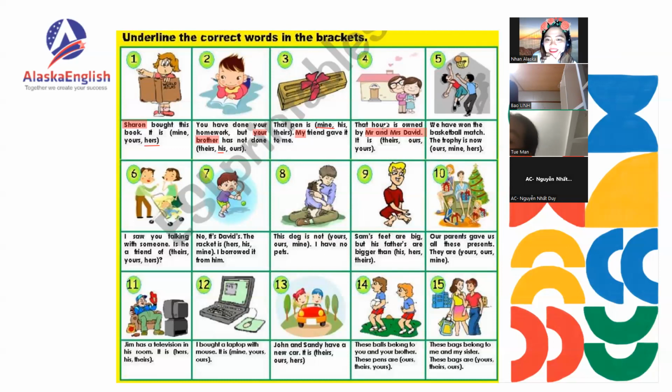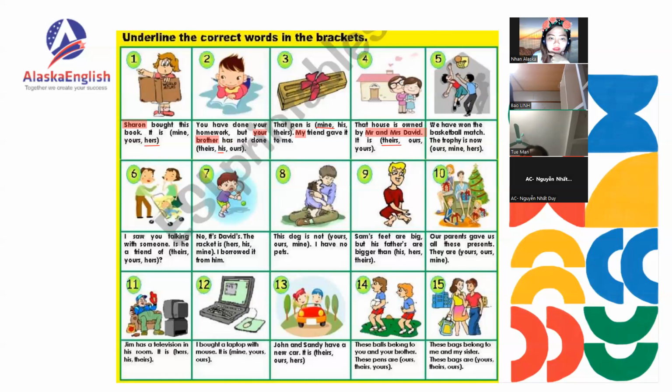That house is owned by Mr. and Mrs. David. It is theirs. Yes. Okay, the house belonged to the couple, Mr. and Mrs. David. Plural, right? Mr. and Mrs. David. Okay.